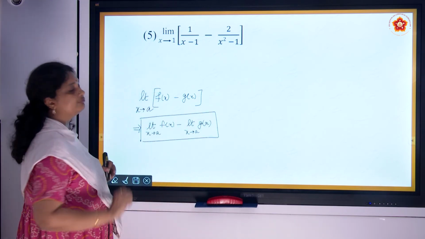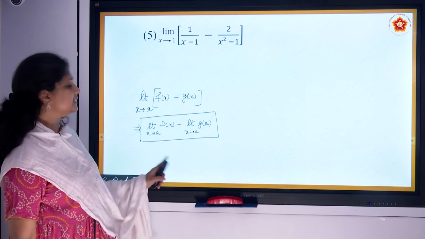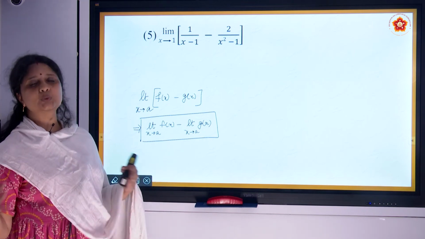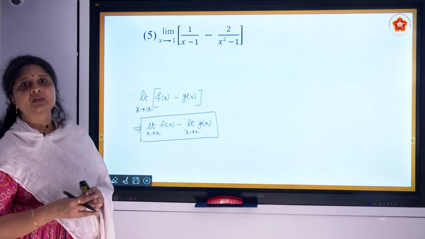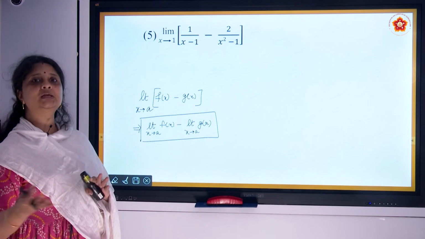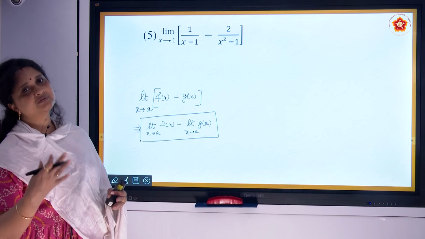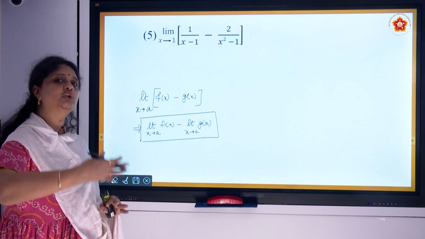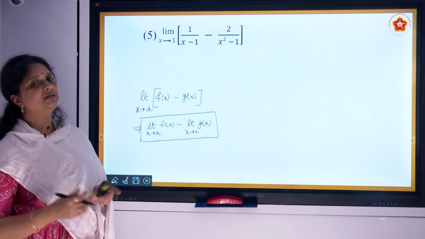Similarly, when two functions are added up, again you can split it, take the individual limits and add them up. Multiplication also is the same. You can apply limits individually and multiply it. And for division also, you can apply the limit to the numerator and to the denominator and divide it.